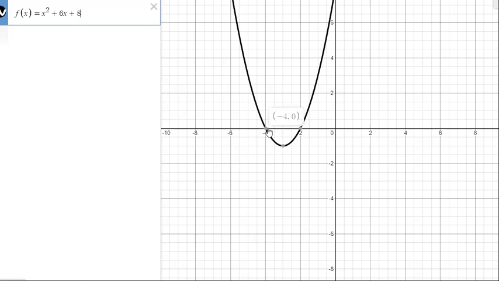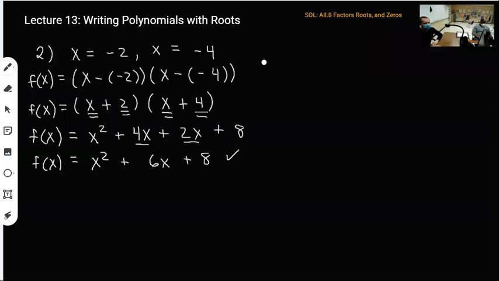Let's see where it crosses the x-axis. -4 and -2. And those were the numbers that we started off with originally, right? -4 and -2. So let's go back and confirm that. Our two roots were -4 and -2. So that's how you find the polynomial that crosses at those x-intercepts. Okay?